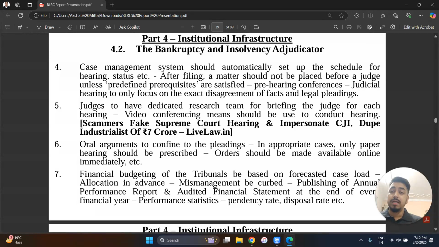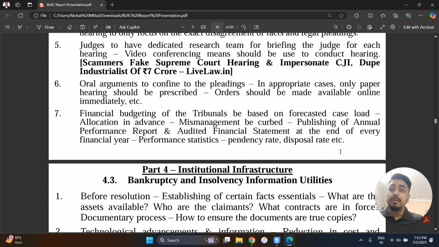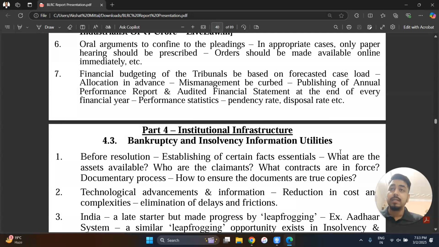That is how this committee has recommended that the case filing systems are to be established for the smooth functioning of these tribunals. And they have also recommended that the judges appointed in these adjudicating authorities should get a separate research team to brief them on how the systems are working, the video conferencing system and the e-filing system, so that the judges are also equipped with technical assistance and can work better.